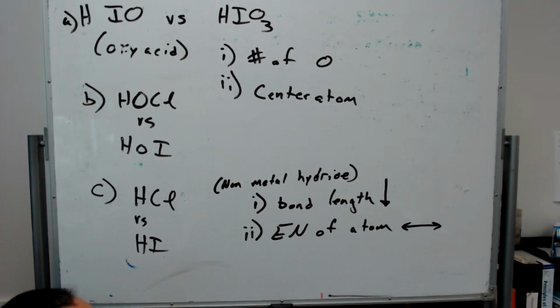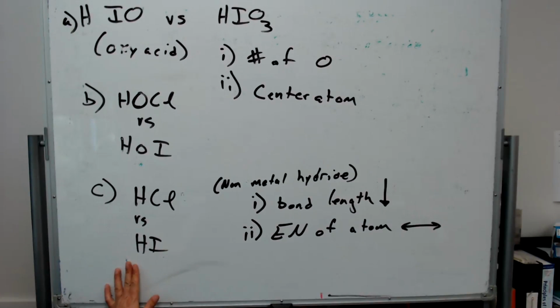In this case, since we're looking at HCl versus HI, bond length is going to win. That means the longer bond is going to be the stronger acid, because the longer bond is going to be the weaker bond, which means the hydrogen in a positive charge will leave more easily.